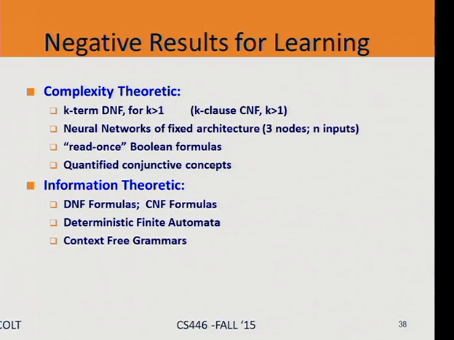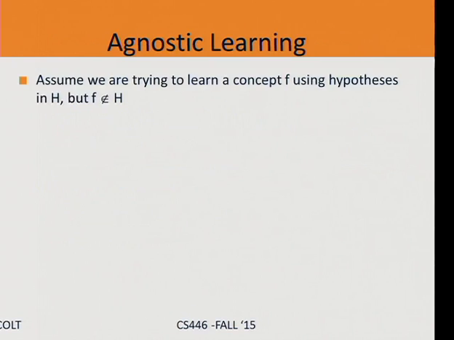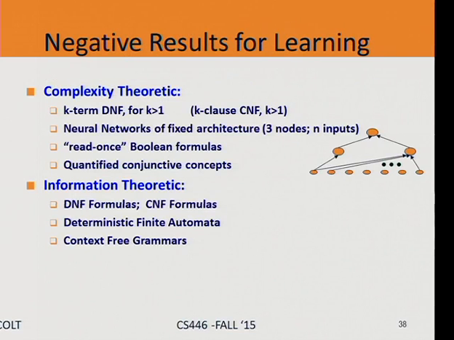And you can also prove things from an information theoretic, sample complexity perspective. DNF formulas and CNF formulas, which are universal representations, where all Boolean functions can be represented this way, cannot be learned. And there are some other interesting classes, like deterministic finite automata or, equivalently, context-free grammars, that cannot be learned using the kind of protocol that we are talking about now, provably. Okay, so I'm not going to give details on this.